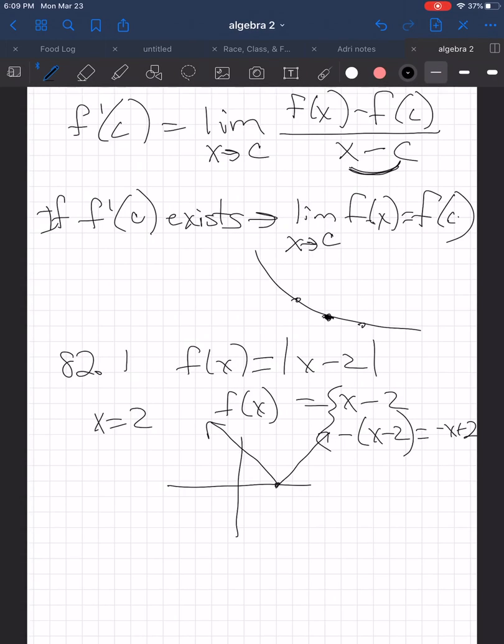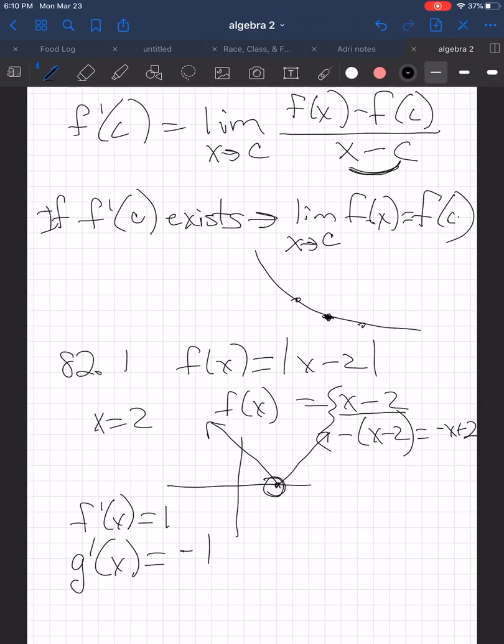Anytime we have a sharp point in a curve, the derivative is not going to be defined at that sharp point. So we already know it's not going to be defined. But we're going to use derivatives in each one of these equations and prove that it doesn't exist. The derivative of the first part is 1. And the derivative of this one, I'll call it g, is negative 1. So that proves it right there.